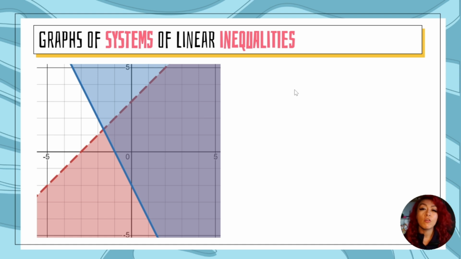Now let's take a look at the graphs of systems of linear inequalities, right? So we're looking at two linear inequalities at the same time, right? Notice how we have a solid line and we have a dashed line, right? We have some shading below the line and some shading above the line.